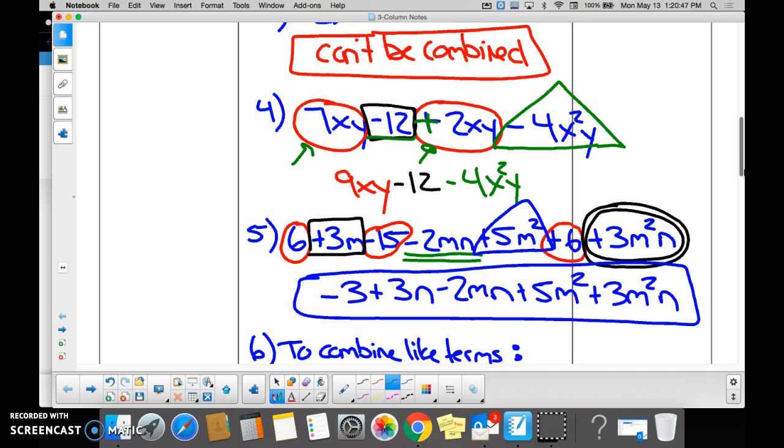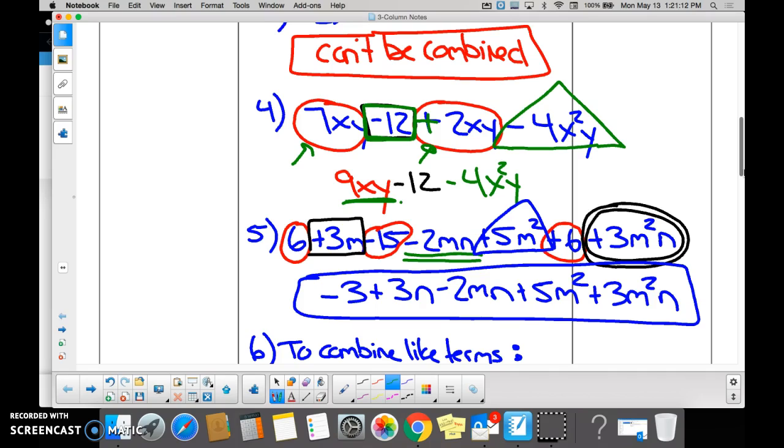Negative 12, we call this a what? Not the shape, we call negative 12 a constant. And then negative 4x squared y, there's nothing like it, so we put it in a triangle. And then we just combined all of our codes together. The red circles combined to be 9xy.